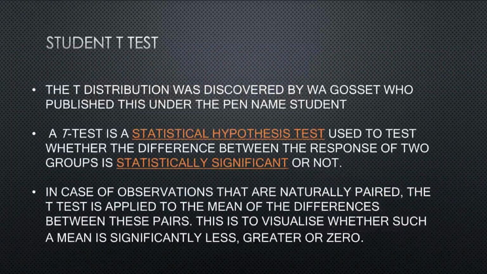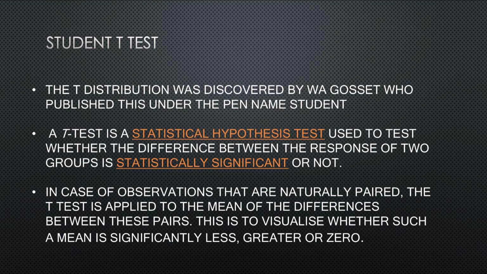The t-distribution was discovered by W.A. Gossett, who published this under the pen name Student. A t-test is a statistical hypothesis test used to test whether the difference between the response of two groups is statistically significant or not. In case of observations that are naturally paired, the t-test is applied to the mean of the differences between these pairs.